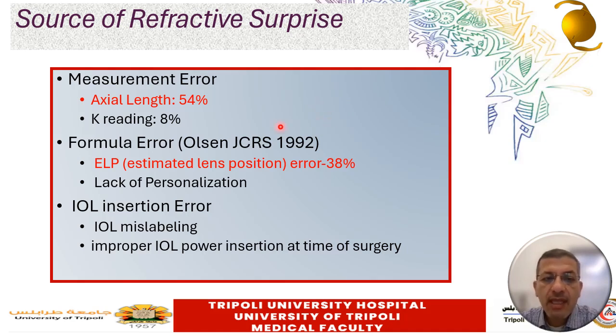And they found that the errors in the estimation of the effective lens position are the main source of errors in the calculation of IOL power. This is related to many factors, so that this value cannot be exactly calculated before surgery, but it is an estimated and predicted value. Also, the lack of personalization. The personalization means the A constants: each doctor needs to personalize the A constants based on his technique, the type of IOL and the surgery, so that personalization of the A constants and other constants in the IOL formula is very important to achieve a very good predicted result.